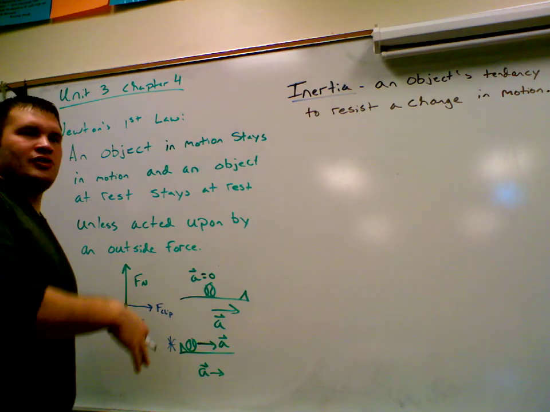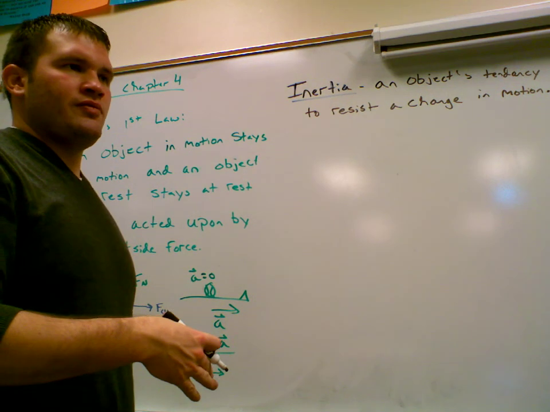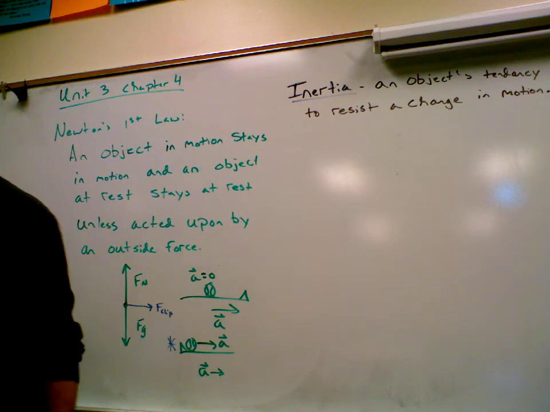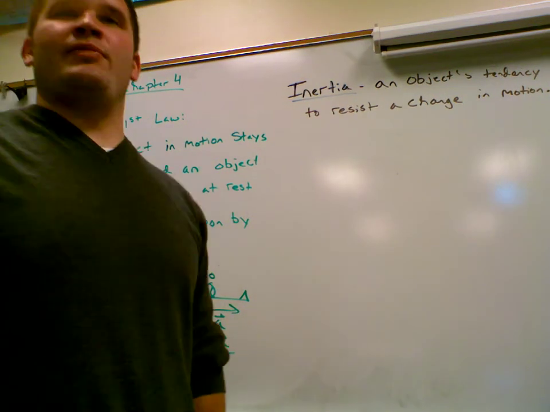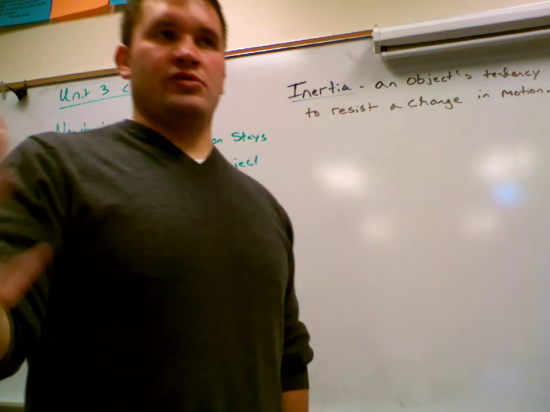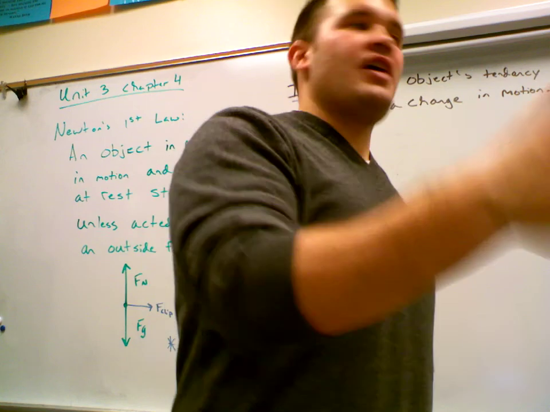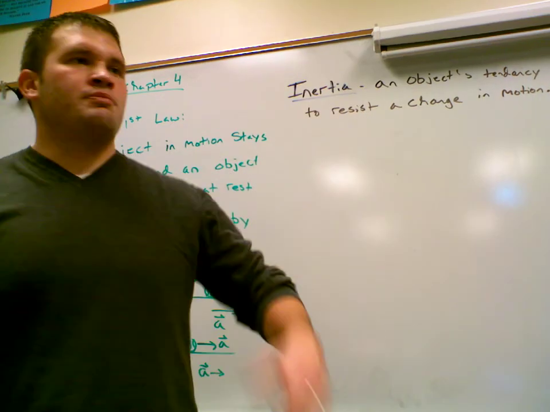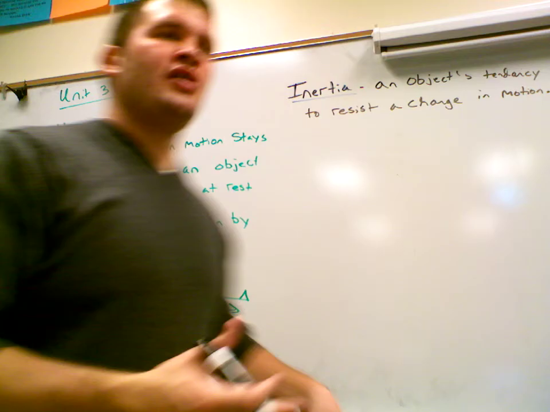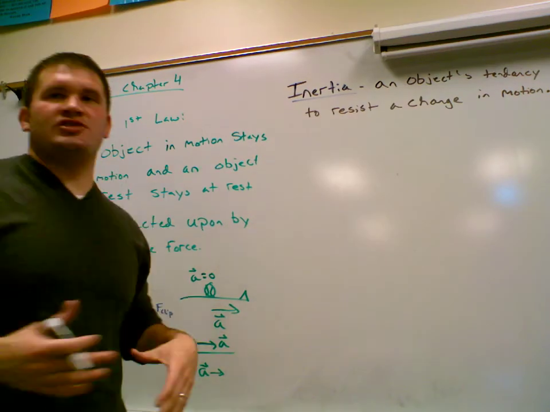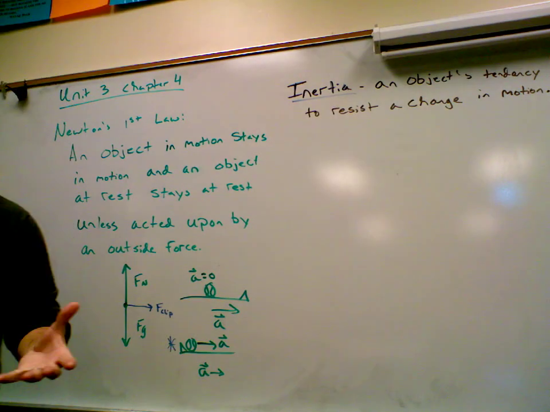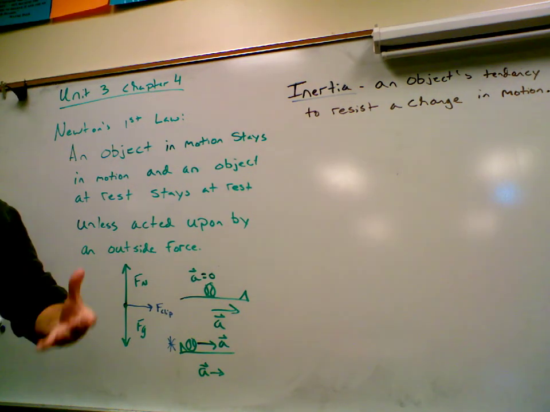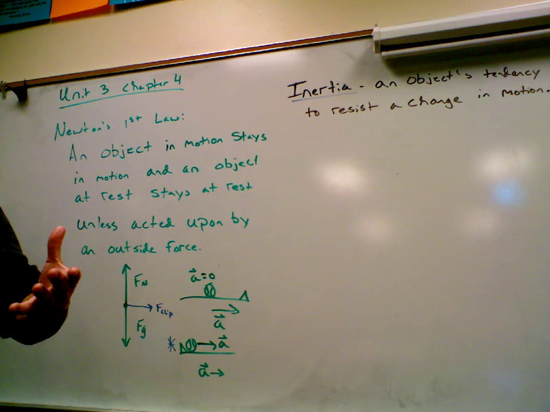Larger objects have more inertia. Smaller objects have less. Right? Objects that have more matter have more mass. So larger objects that have more matter have more mass and therefore have more inertia. But they're not the same thing. Inertia is an object's tendency to resist the change in motion. Mass is the amount of matter that an object is made of. You guys see the difference?